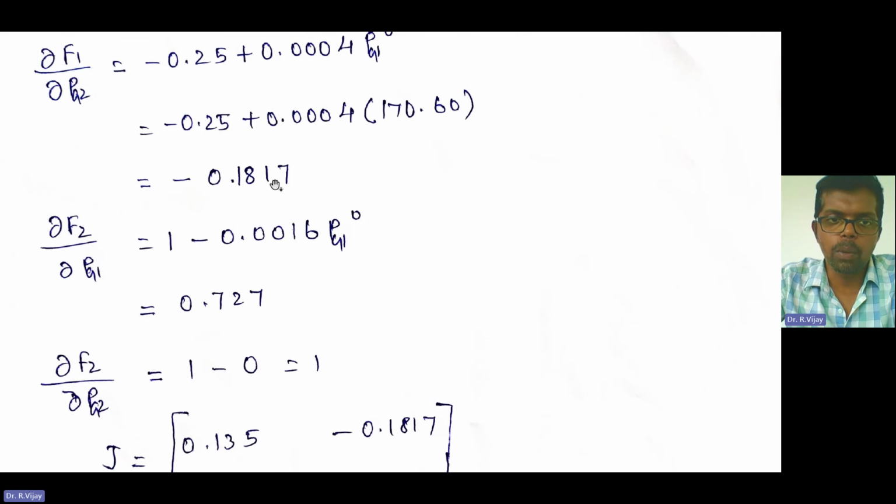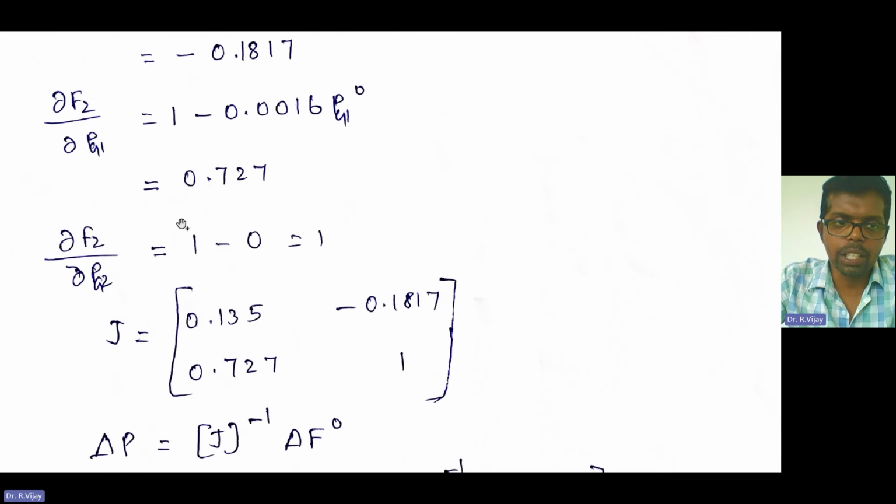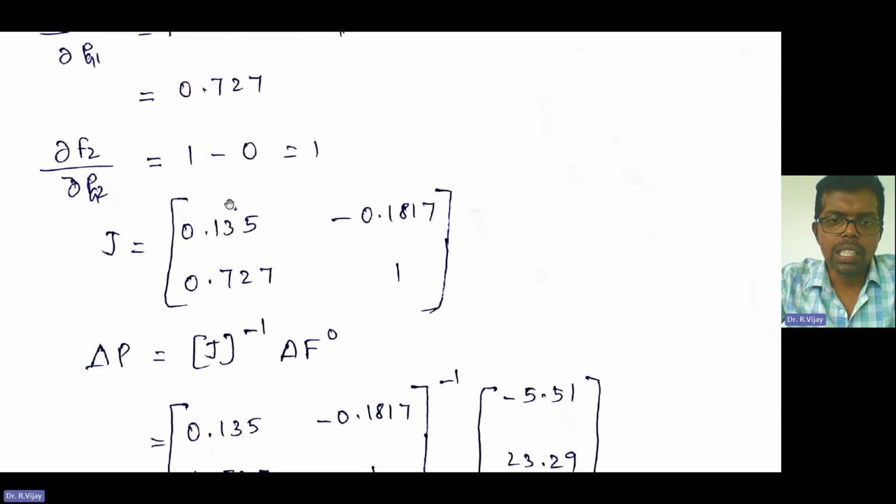minus 0.1817. Next, ∂F2/∂PG1 is equal to this equation. We are substituting the PG1 naught, and while substituting, we'll get the answer as 0.727. Similarly, ∂F2/∂PG2 is equal to 1 minus 0, because we already calculated. So these values we need to substitute in this Jacobian matrix.